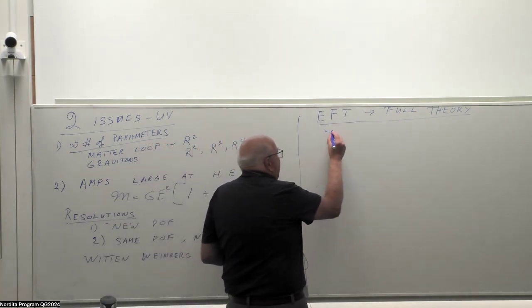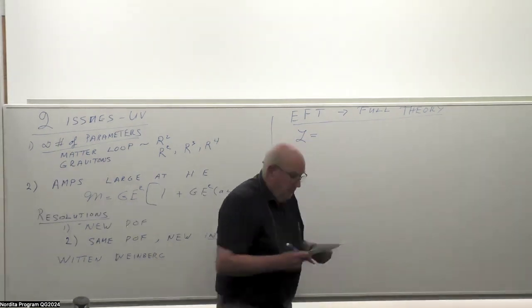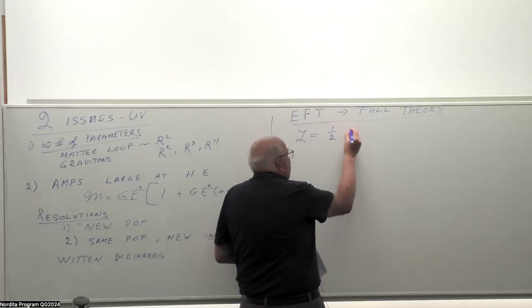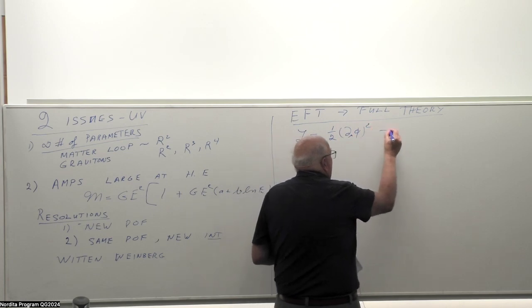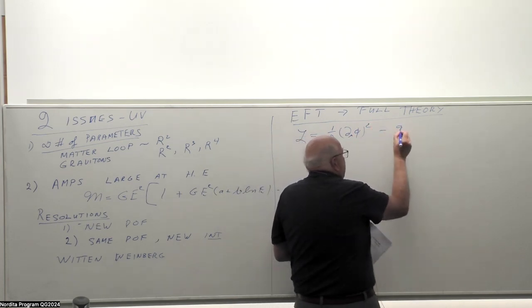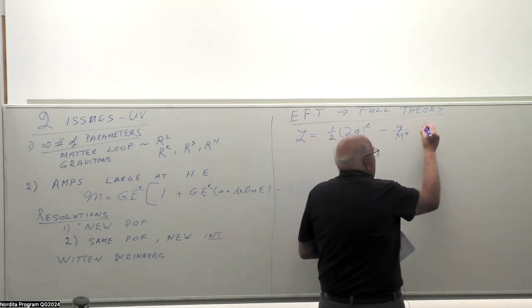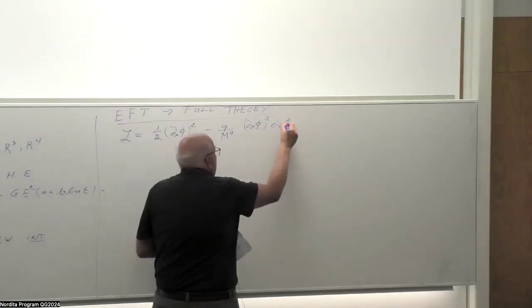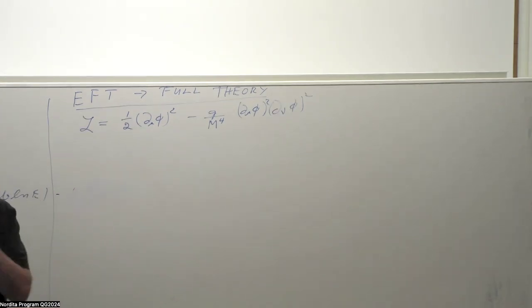This is a model that Diego, Roberto, and I worked on. The effective field theory version of it is just a scalar field, (d mu phi) squared, and then an interaction which we'll call g over m to the fourth, (d mu phi) squared (d nu phi) squared. It has a shift symmetry: you shift the field by a constant.